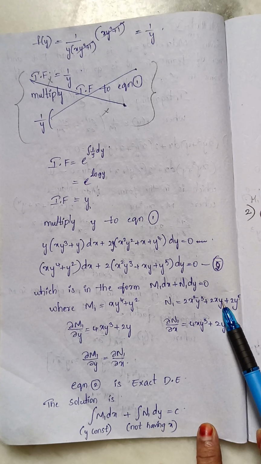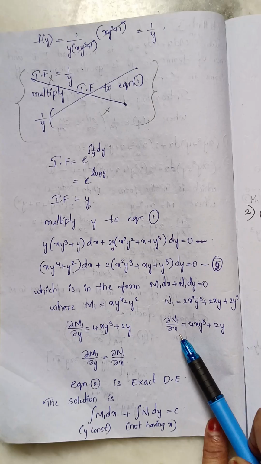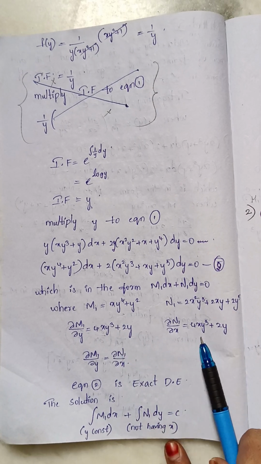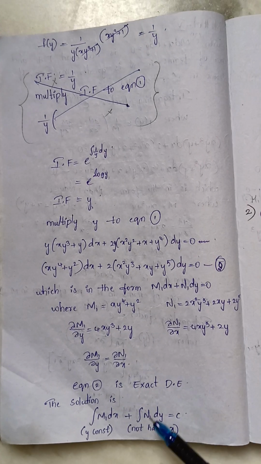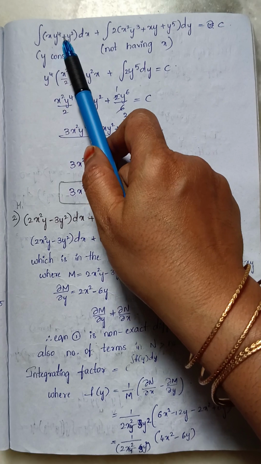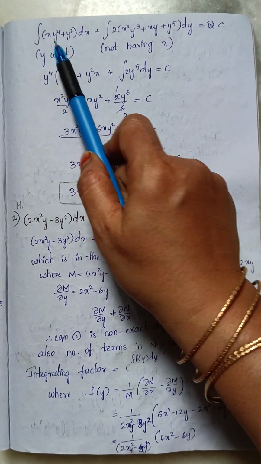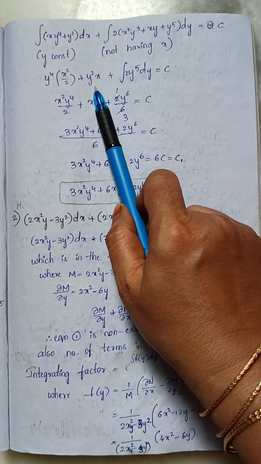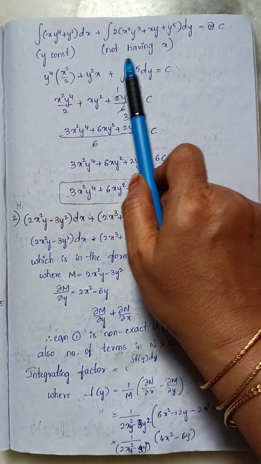With respect to x means 2y constant into 1 here, and with respect to x means y is constant whose derivative is 0. Now both are equal, which is an exact differential equation, obviously. The solution: here y constant means y power 4 constant, integration of x is x square by 2, y square constant into 1 dx is x here, plus not having x terms.